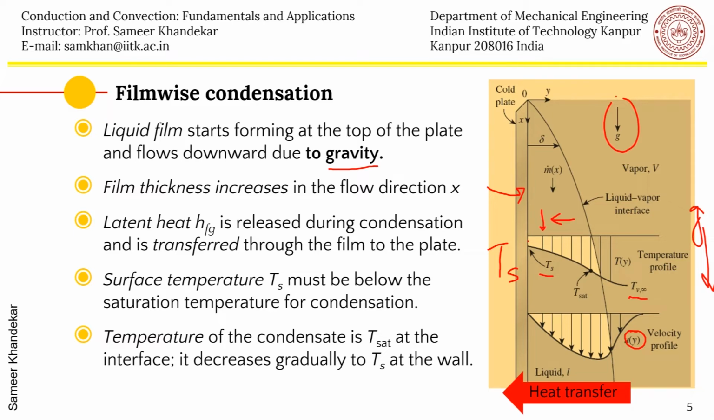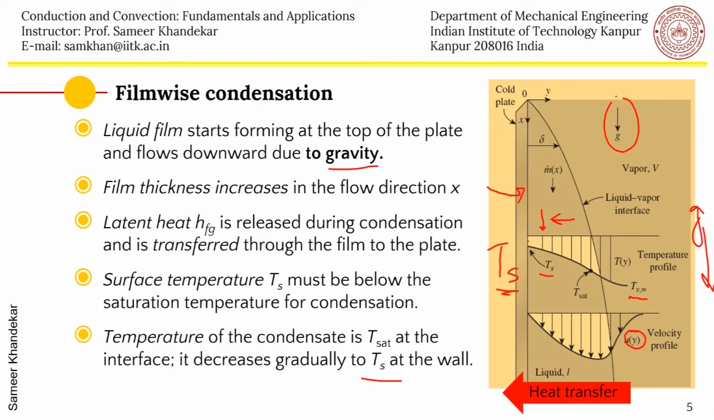So please note all the important terms here. The temperature of the condensate is T_sat at the interface. It decreases gradually to T_s. I just told you, the surface temperature is T_s, which is maintained here. The latent heat has to be released. And of course, if the vapor temperature is higher, then there is some subcooling.